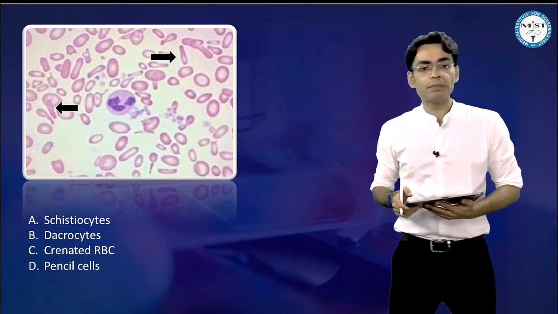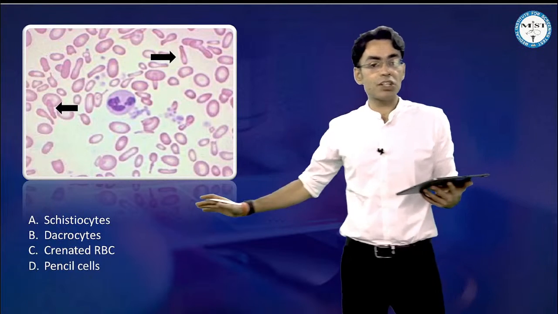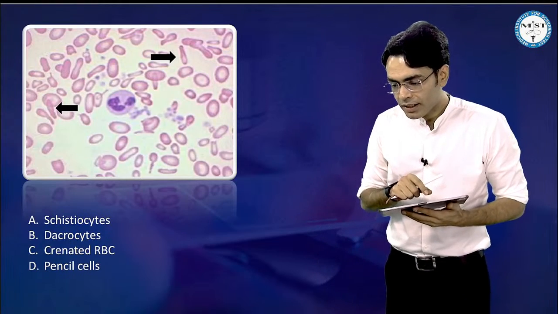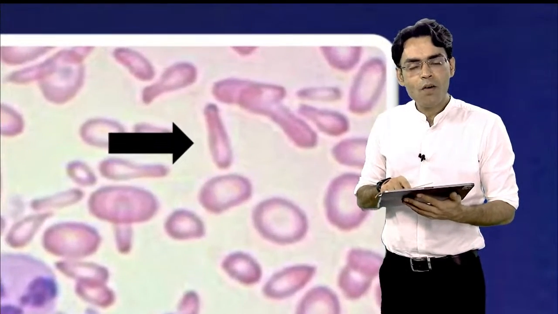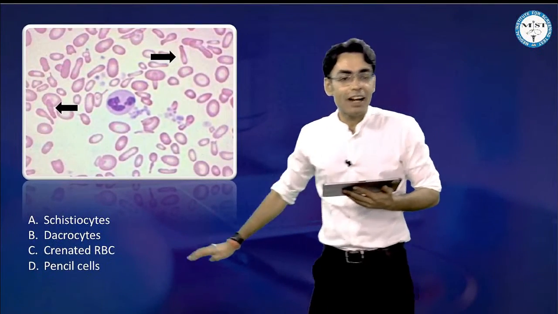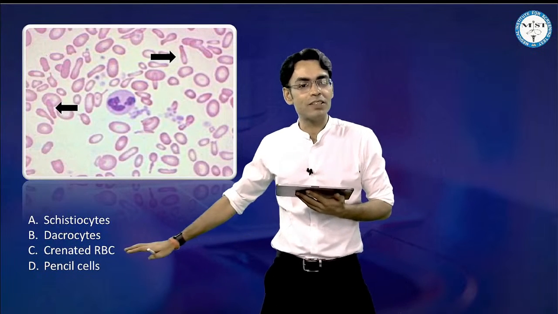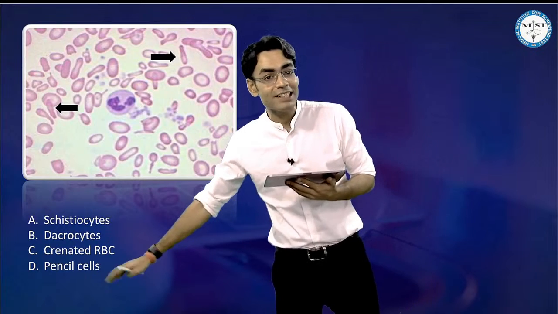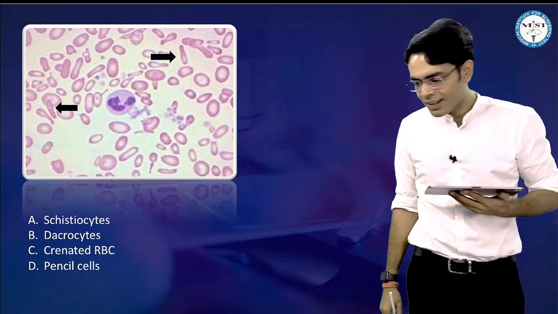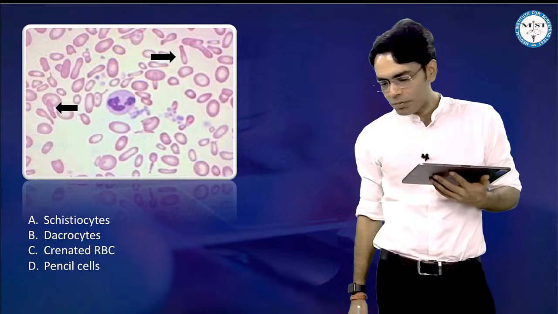Then next. Simple. You see this is the schistocyte. The cells which are like this, what are these cells? Are they schistocytes, or dacrocytes, which are called teardrop RBCs, or crenated RBCs, or pencil cells? Pencil cells. Yes, Yadav. Yes, Akhtar.